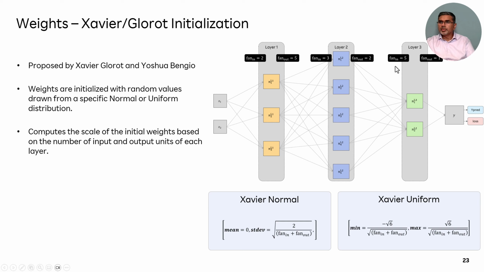Layer 3, how many neurons are connecting to you from the previous layer? 5. 1, 2, 3, 4, 5. So fan-in is 5. How many neurons are you connecting to in the next layer? 1. So fan-out is 1.